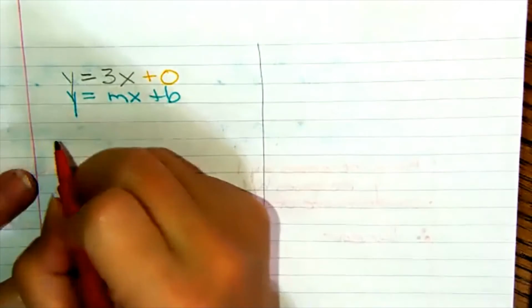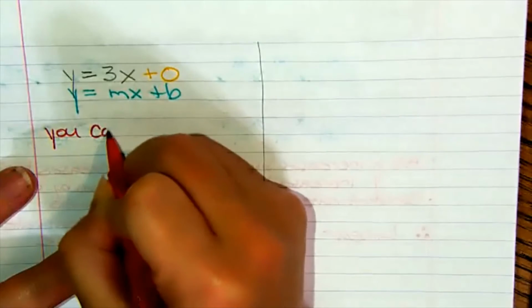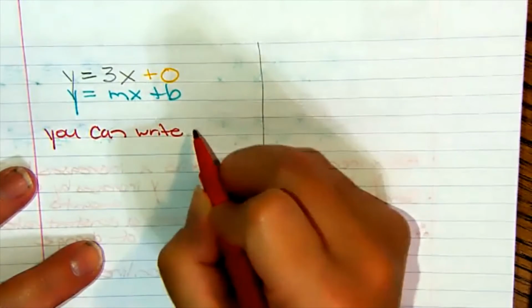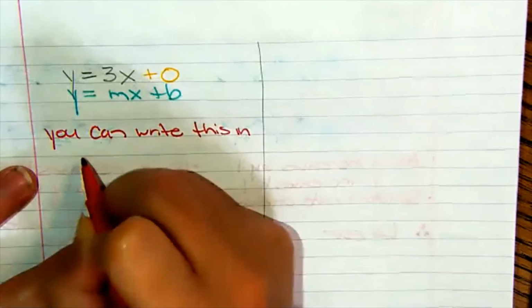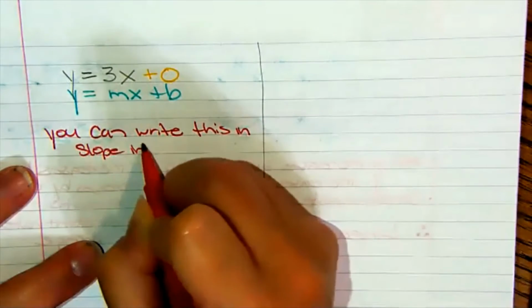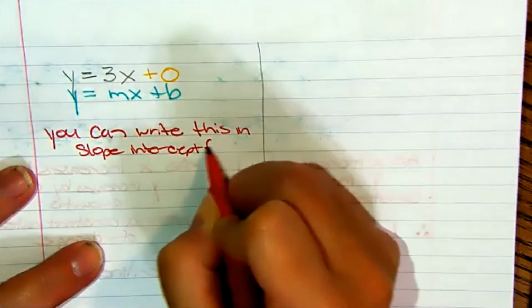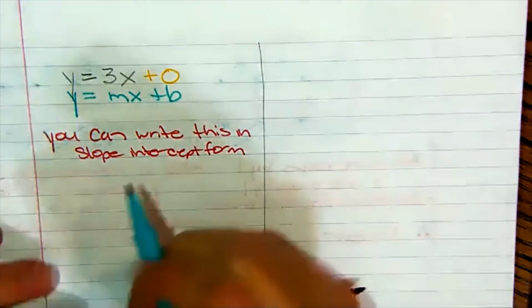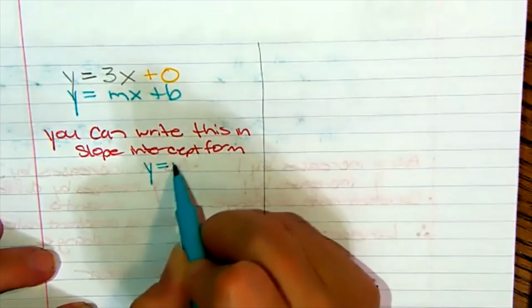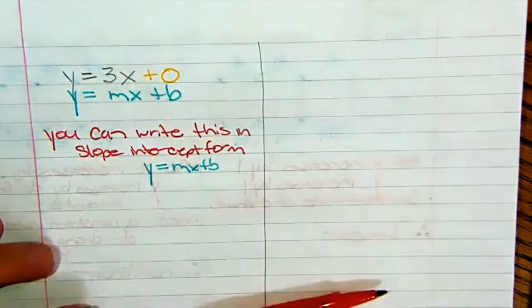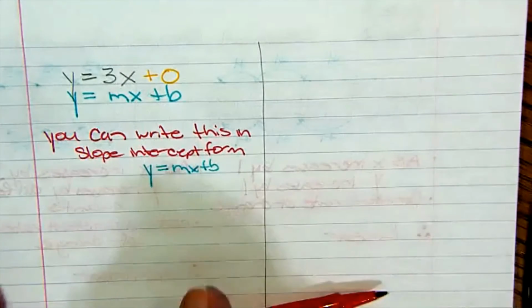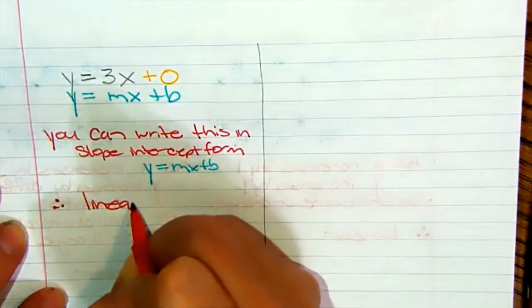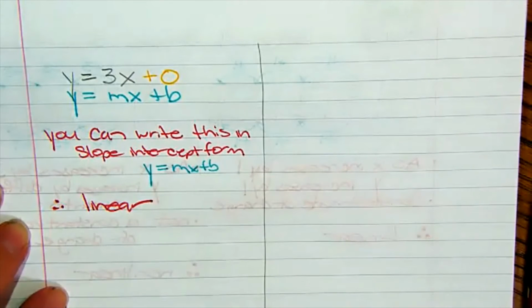Yes. You can write this in slope-intercept form. And remember, slope-intercept form is y equals mx plus b. Therefore, this is a linear function.